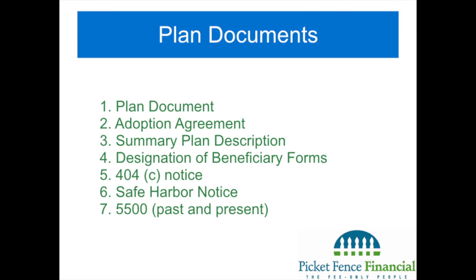And the final section is the underlying plan documents themselves. So these are all the documents that describe how your 401k or retirement plan functions. So you have a plan document, an adoption agreement, your summary plan description. It also includes a 404C notice or the safe harbor notice if applicable. And of course, you're going to have your 5500, which is essentially your tax return for your 401k or retirement plan. Not only the current one, but the past ones as well.